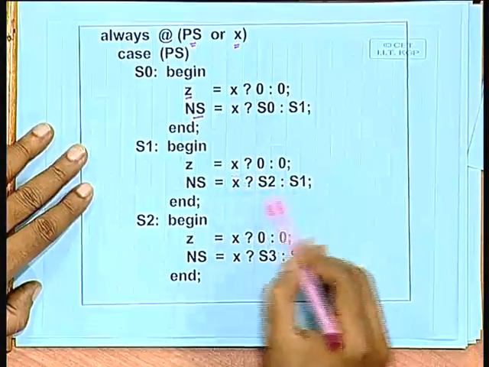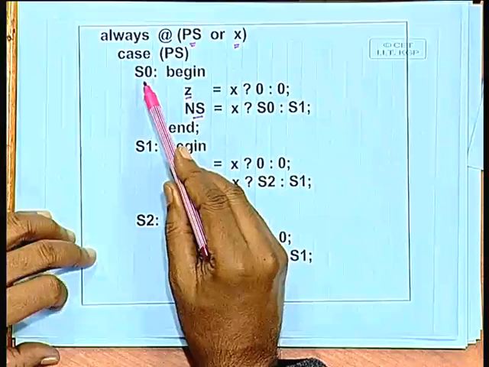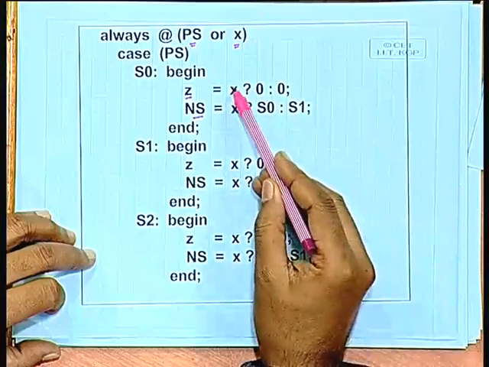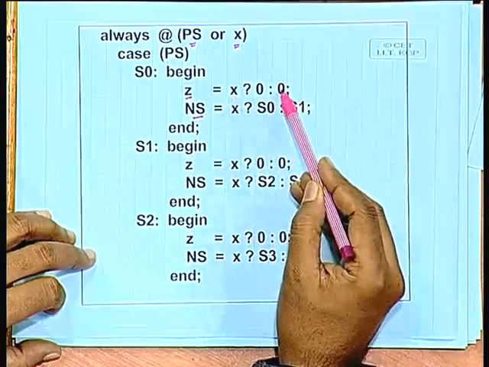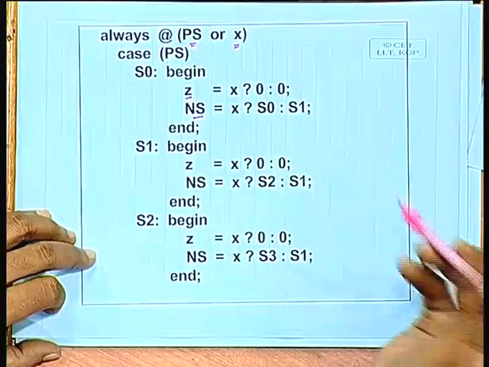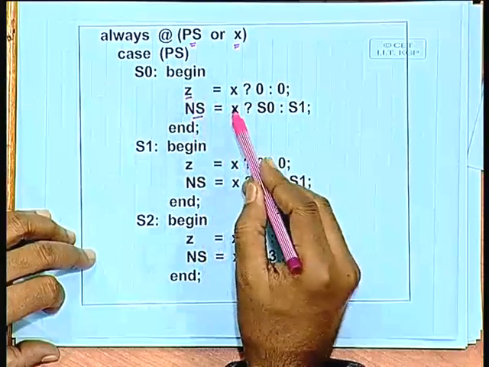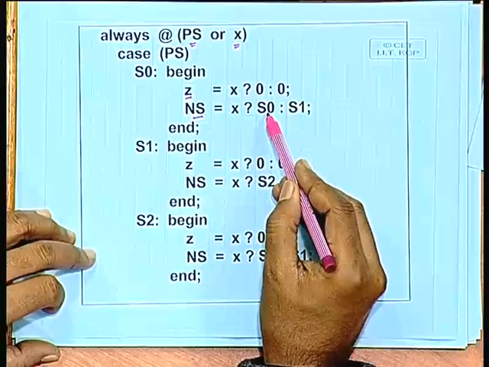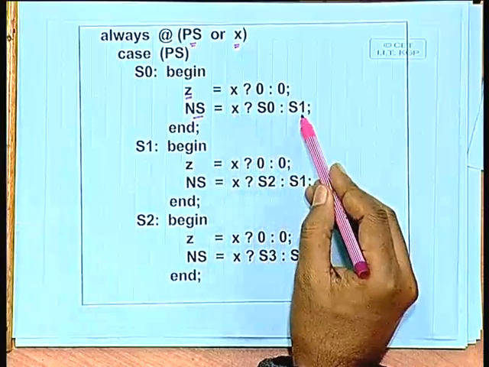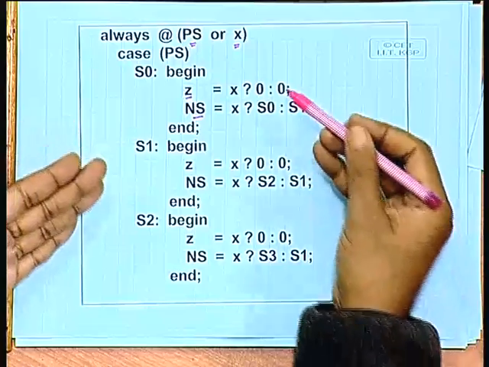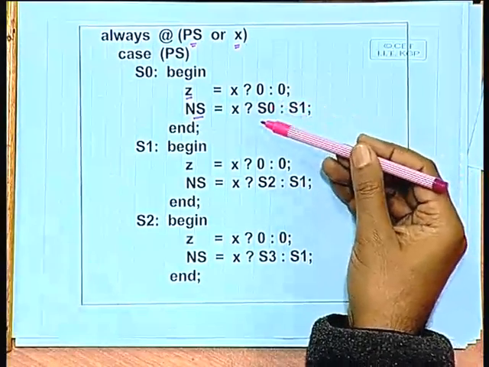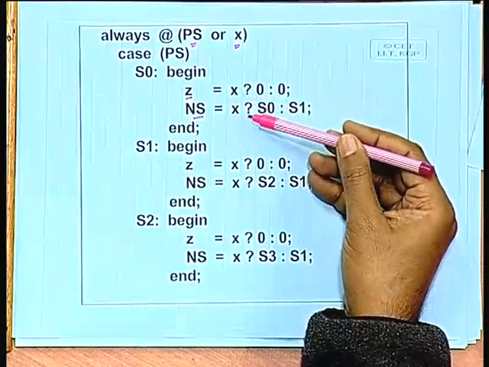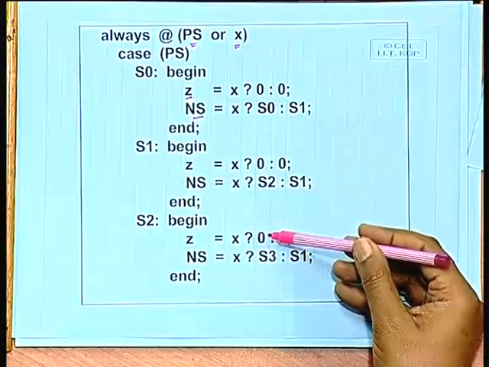Now, these we have directly taken from the state transition diagram. If you are in state S0, then whether the input is 1 or 0, the output is 0. For the next state, if the input is 1, you remain in S0, if the input is 0, you move to S1. Just from the state diagram you can directly code this. In a similar way you can code the output transition and the next state transition for all the different combinations.